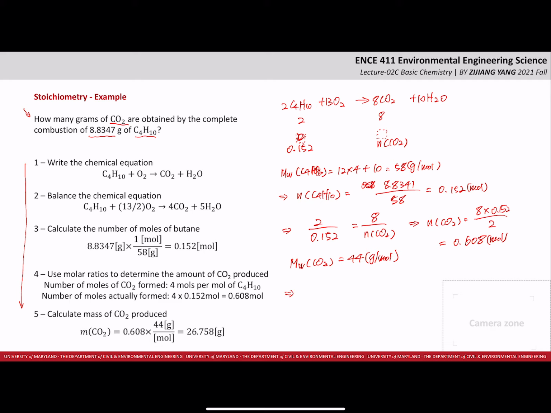And we can also know the molecular weight of CO2, which is 44 grams per mole. And finally, we can calculate the mass of CO2, which equals this one. And the result is the same as this one. And so this is the first example.